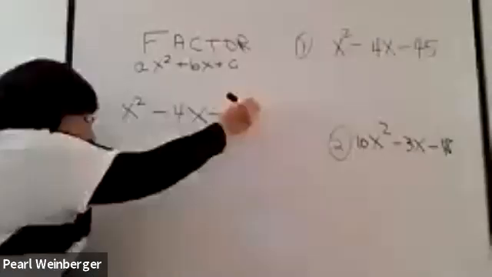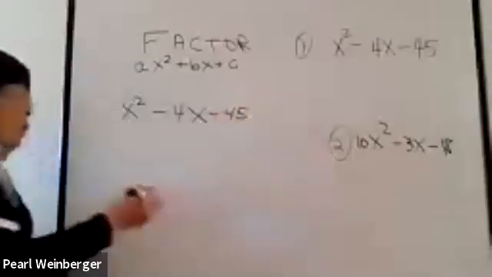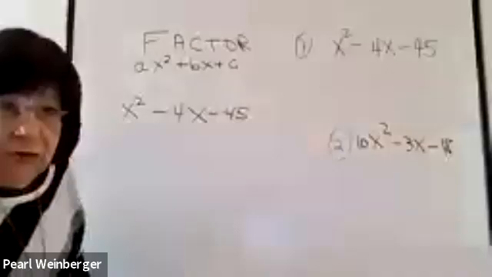What is my AC? One times negative 45, so the AC is negative 45 in this case. Let's start off at 1 times negative 45. How much is it? Negative times 1 times negative 45 gives us negative.